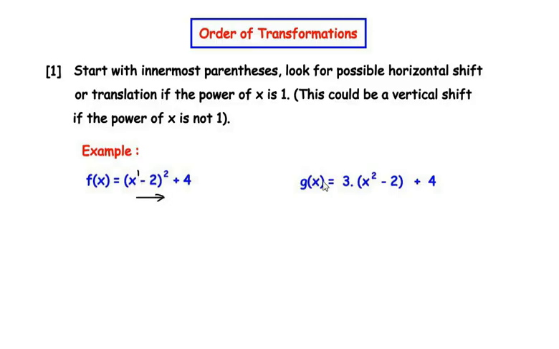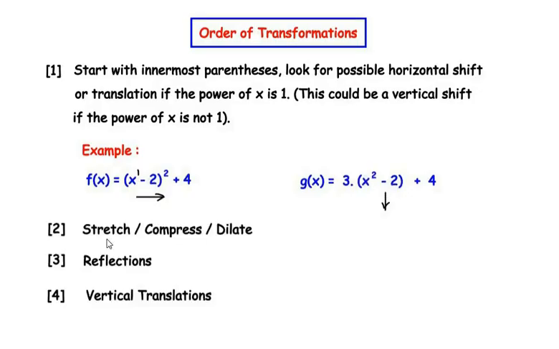And over here for g of x, within the parentheses, the highest power of x is not 1, it is 2. So this is not going to be a horizontal translation, this is going to be a vertical shift. So we have to vertically shift the function x squared downwards by 2 units. This is one of the most important points you have to remember. Look for the parentheses and check for the power of x within the parentheses. If the power of x is 1, then go for horizontal shift, and if the power of x is not 1, then you have to go for vertical shift.